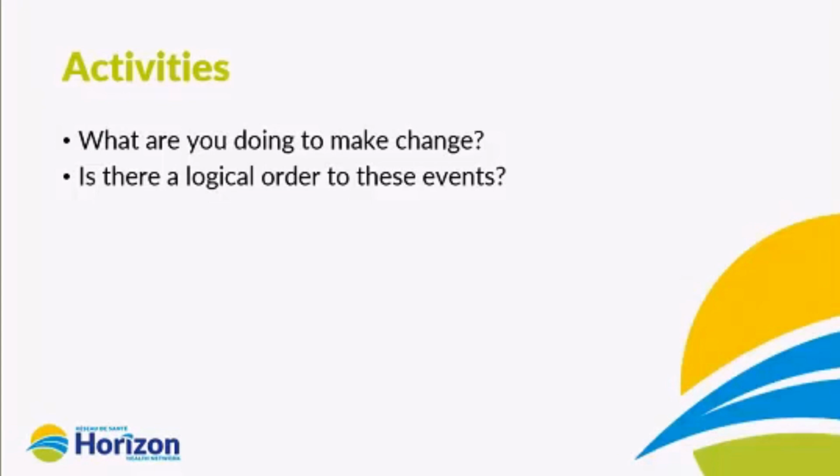So really think to yourself about whatever your programs are, what is it you're trying to make a change about, and is there a logical order to these events? Is there one of these activities that has to happen in order for the other activities to happen? When you start thinking about your program, list everything that you're going to be doing, and then figure out whether there is an order inherent in it. Sometimes there is, sometimes there's not.